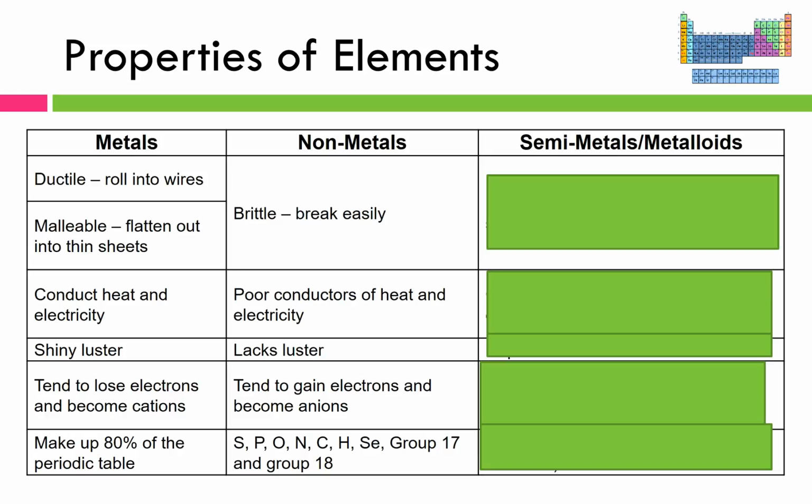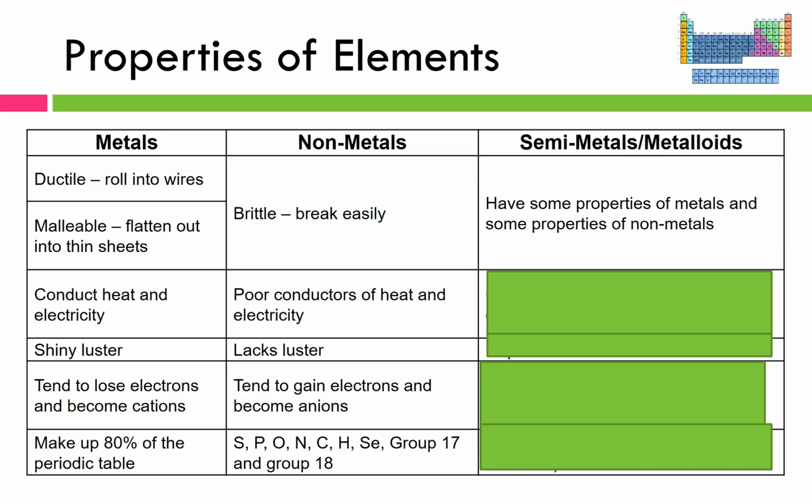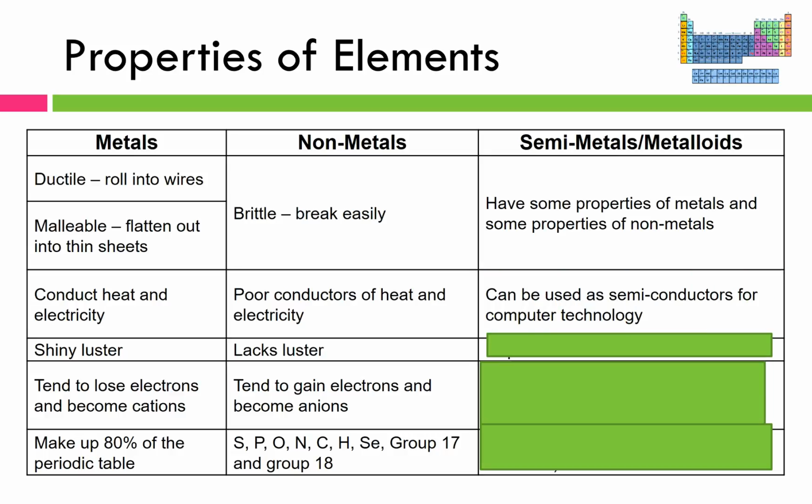Finally, our semimetals and metalloids. Just like they're in the middle of the table, the divider between the metals and the nonmetals, their properties are going to reflect that. So some of them are going to have properties of metals, and some of them have properties of nonmetals. It's really element specific. Metals are conductors, nonmetals tend to be insulators, and metalloids are semiconductors. Think about it, you have silicon computer chips. Silicon is a good example of a metalloid. Depending on what the element is, it can either be lustrous or lackluster.